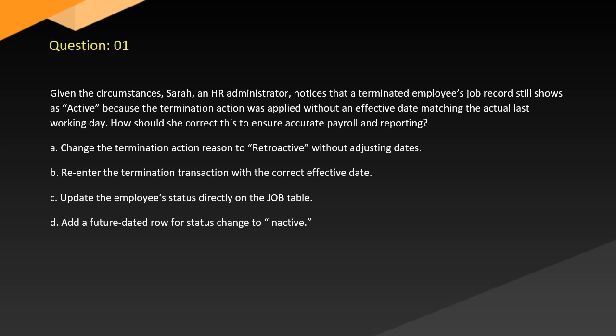A. Change the termination action reason retroactively without adjusting dates. B. Re-enter the termination transaction with the correct effective date. C. Update the employee's status directly on the job table. D. Add a future dated row for status change to inactive.